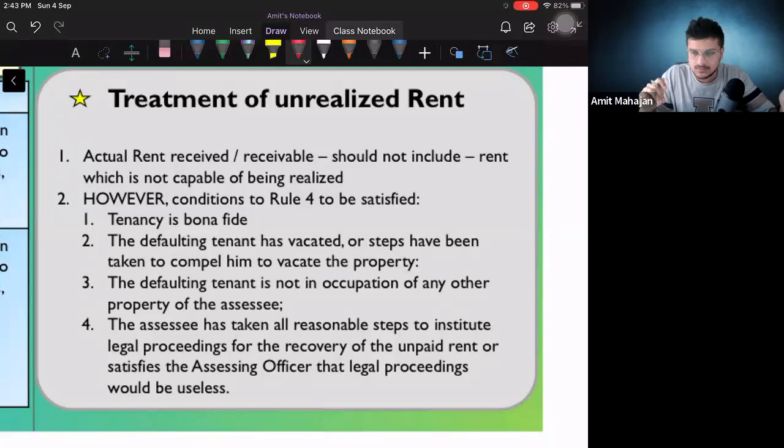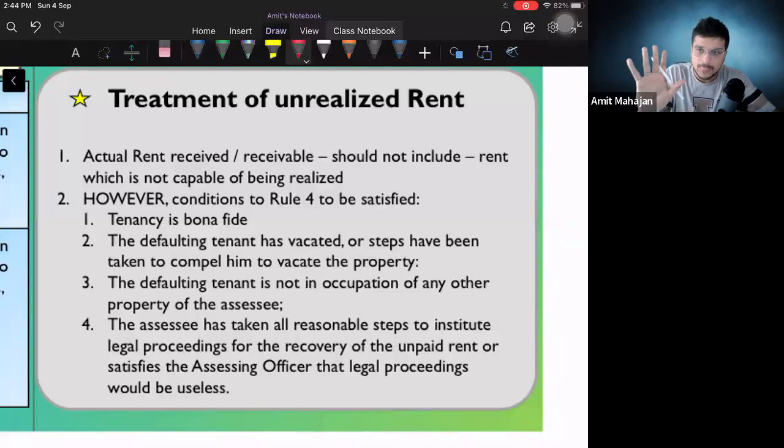We'll understand. Rule number 4 बोल रहा है, first of all, that tenancy is bona fide, which means बोगस नहीं होना चाहिए. There has to be the actual tenancy. Second, the defaulting tenant has vacated or steps have been taken to compel him to vacate the property.